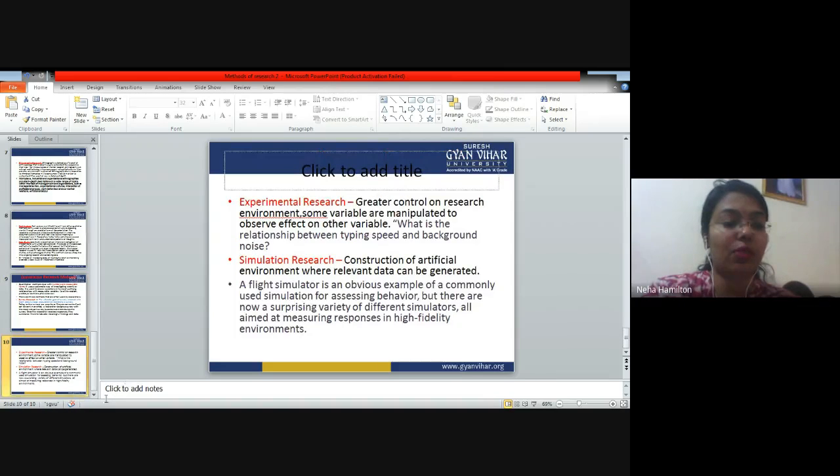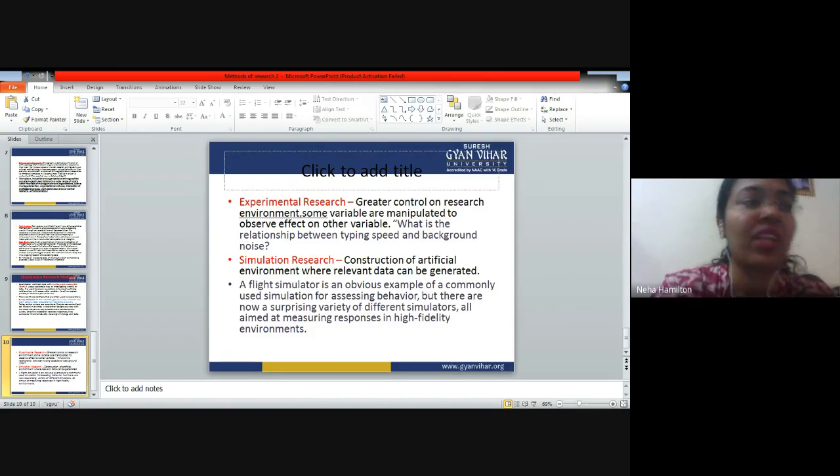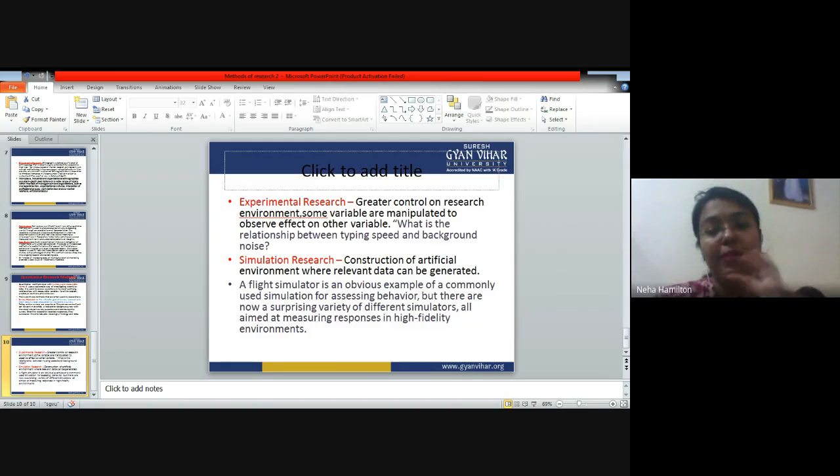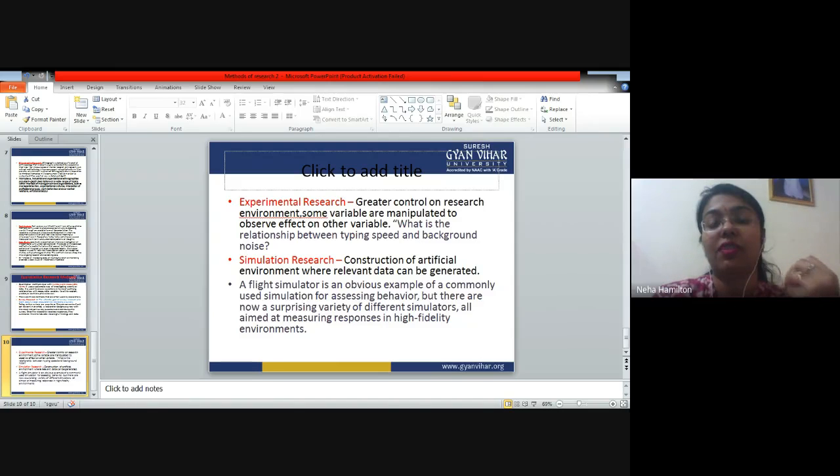Next method is called experimental research. So what is this experimental research again? See, experimental research, as the name suggests, has greater control on the research environment. Some variables are manipulated to observe the effect of other variables. What is the relationship between typing speed and background noise, right? So this is the experimental research.